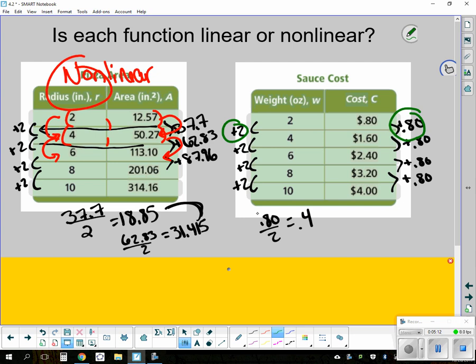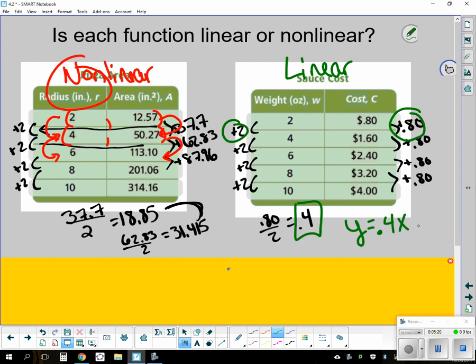So each one of those comes out the same. They all are 0.80 over 2, which is 0.4. Okay, so this one is linear, and we can write the equation. We can say that y equals 0.4x, and then you just have to figure out if you need to add or subtract a number, which is essentially going to be your b.